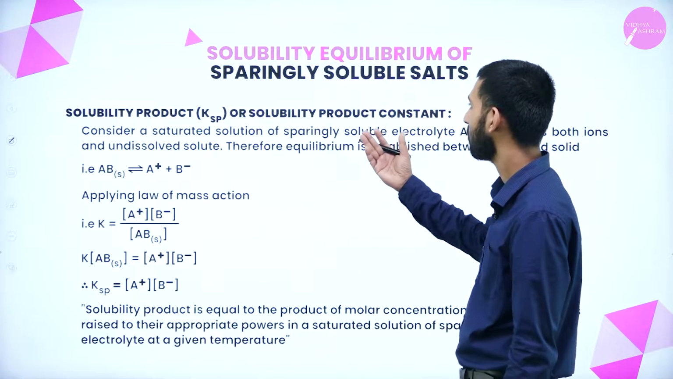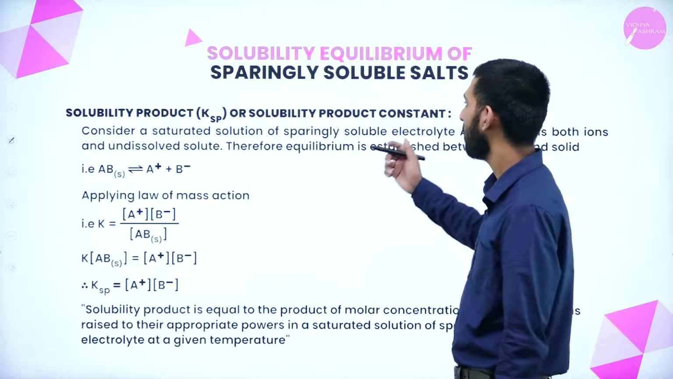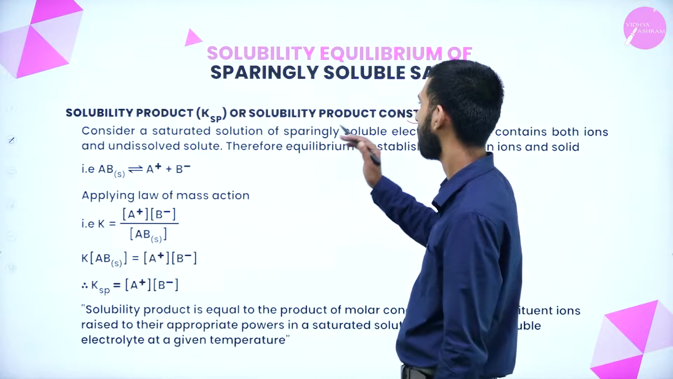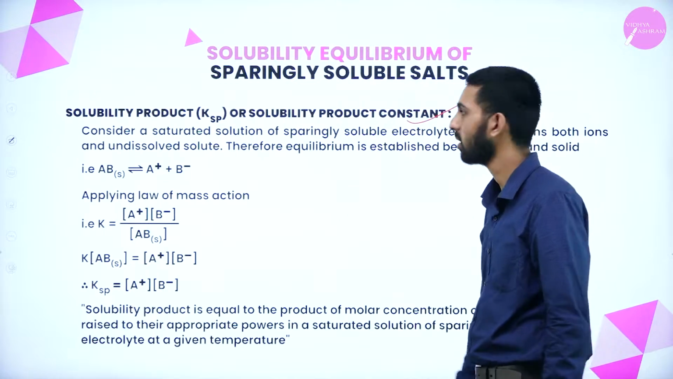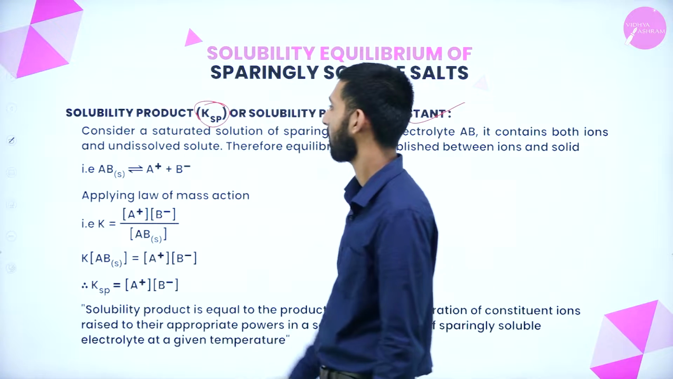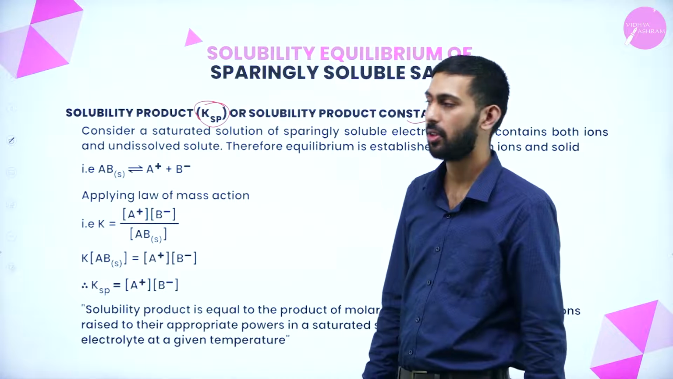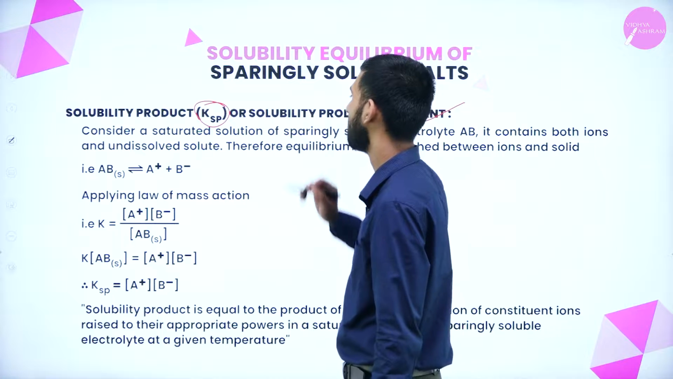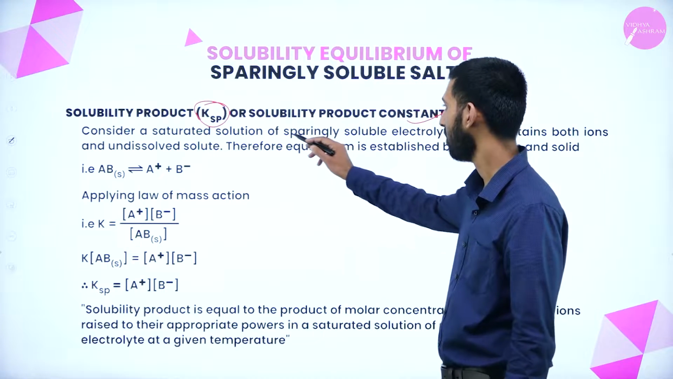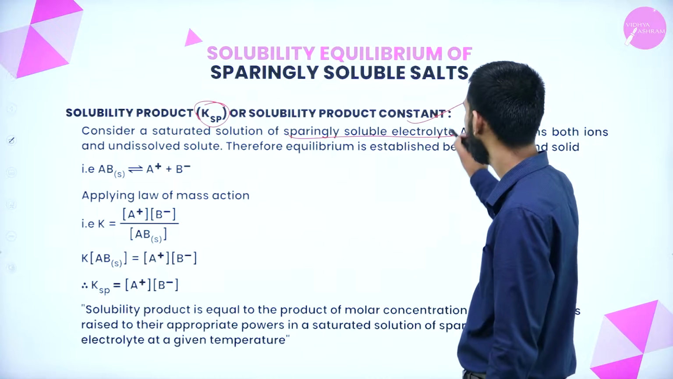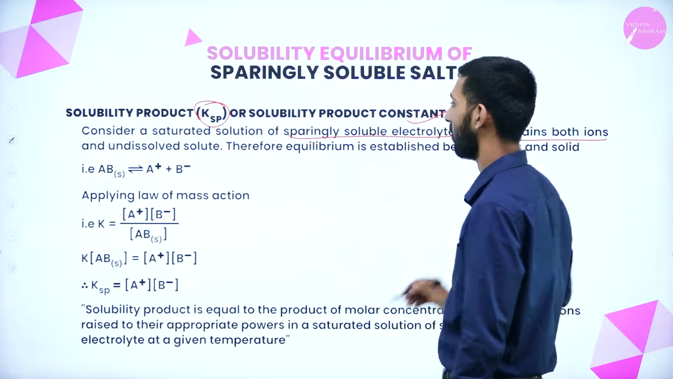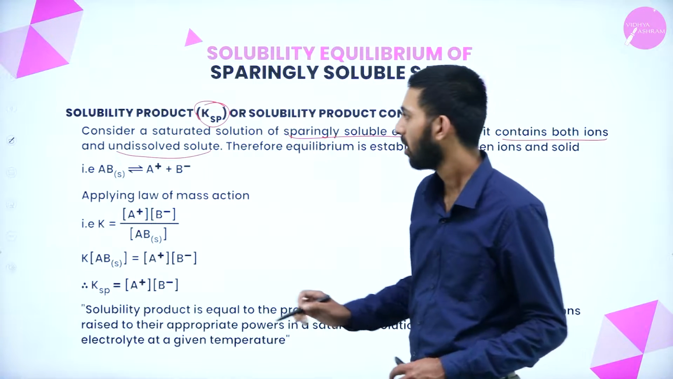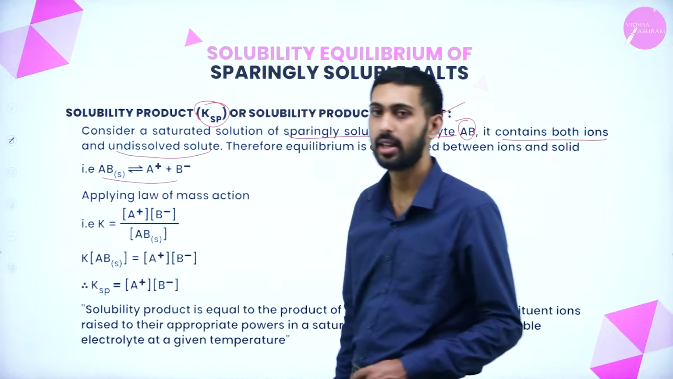Solubility product, we should know this, because here they will ask this for 2 to 3 marks. Solubility product or solubility product constant is represented by KSP. Here, consider a saturated solution of a sparingly soluble electrolyte, that is AB. It contains both the ions and undissolved solute. So AB is converted into A plus and B minus.